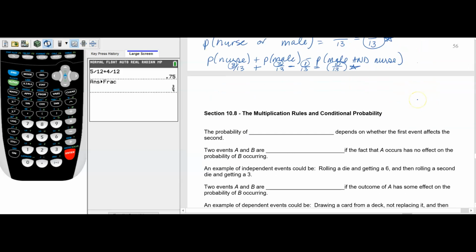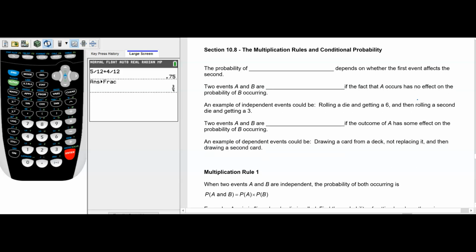Okay, so let's move on to section 10.8, which has to do with multiplication rules and conditional probability. So far we've had to add. Anytime you have a question that has the word "or," almost always you're going to have to add. In this case, we're going to talk about when you would use multiplication, and that's if you want to find the probability of what are called consecutive events. Another way to say consecutive might be multi-stage.